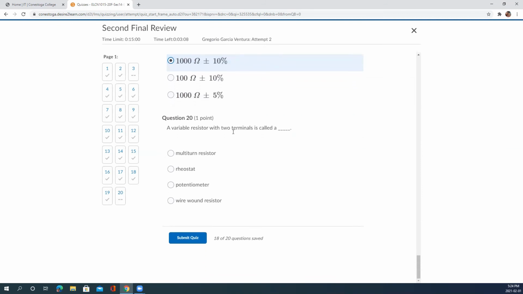And let's get into the last question that we are going to be able to answer with confidence. Now we have that a variable resistor with two terminals is called a what? Is it a multi-turn, a rheostat, a pot, or a wire wound? So in this instance, it's going to be a rheostat.